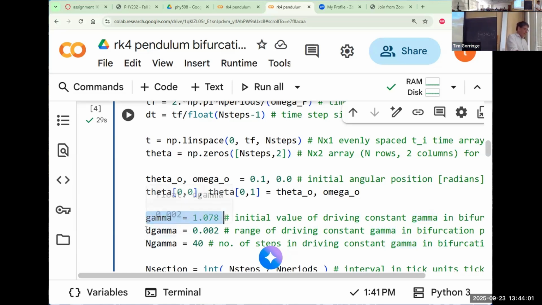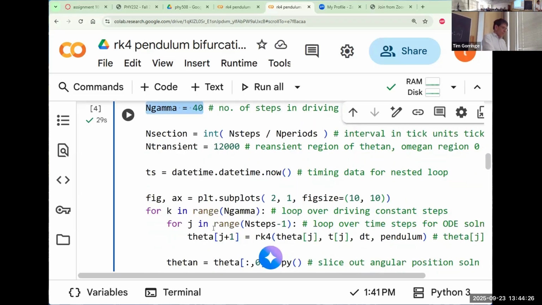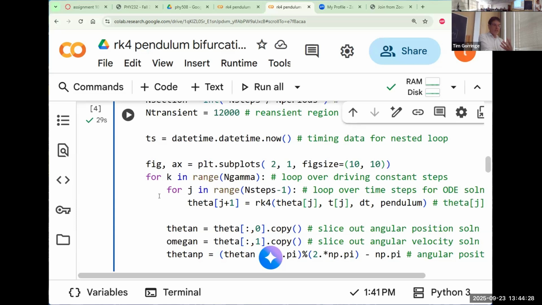So this is my initial gamma. This is the change in gamma. I'm going to scan from 1.078 to 1.080. That's the range. That includes the last 2 points I did in the last code, because we did 1.079 and 1.080. And these are the number of steps that I'm going to do. So I just added that.